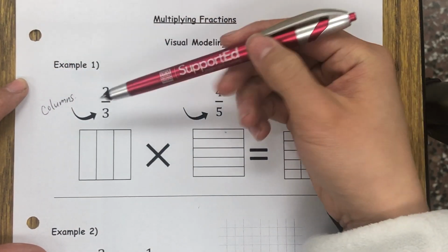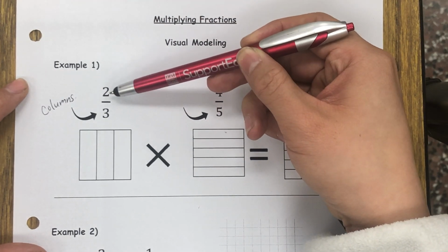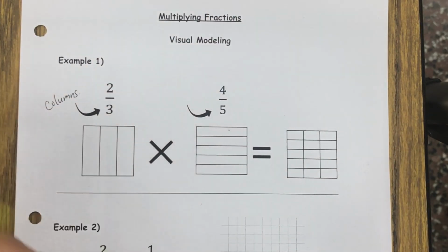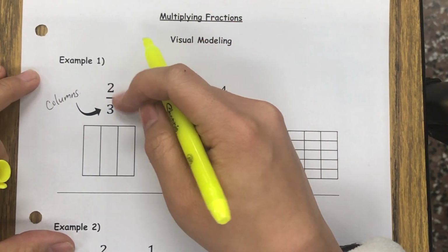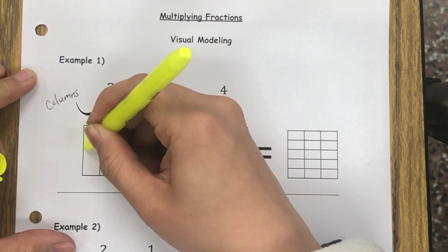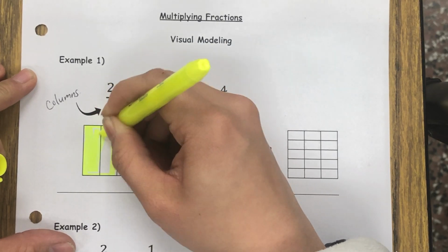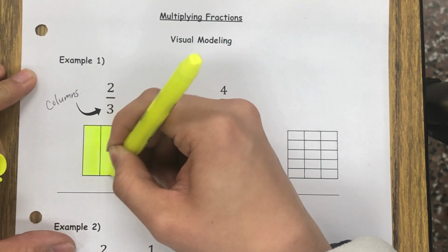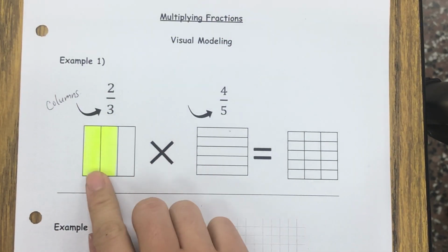Out of my three columns, I'm shading in 2 out of my 3 columns. I'm going to use a yellow highlighter to show 2/3, or 2 out of my 3 columns. So here's my 2 out of 3 columns, 2/3.